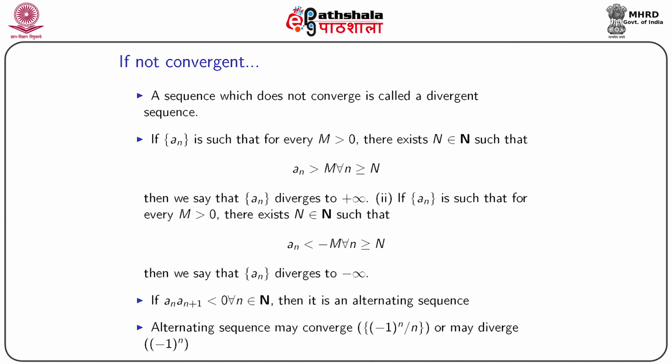We can have another type of sequence called an alternating sequence. Whenever you take the product of two successive terms, it will be negative. So a1 times a2 will be negative. That means if a1 is positive, a2 will be negative, or if a1 is negative, then a2 will be positive. So if the product of two successive terms is negative, we say it is an alternating sequence. An alternating sequence may converge or may diverge. If you consider minus 1 to the power n over n, it will be a convergent sequence. But if you take minus 1 to the power n, it will be a divergent sequence.